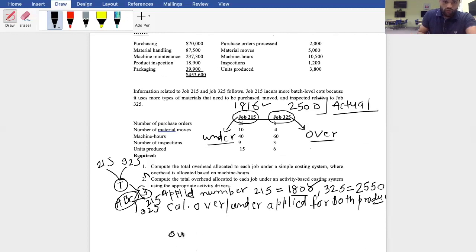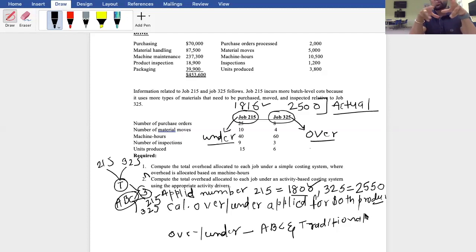So over and under applied using ABC and using traditional. So this is the way to complete your question using over and under applied, right?